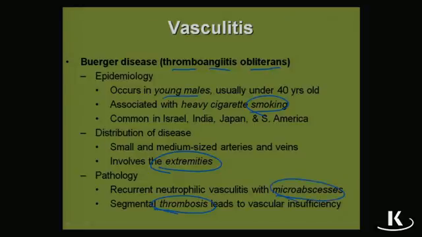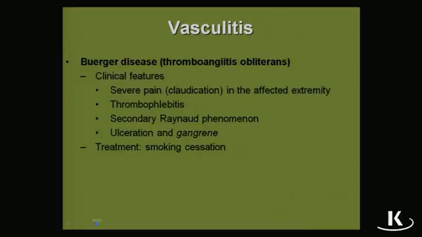Also making microabscesses. Now, very important, Buerger's disease is different from the other types of vasculitis because not only does it involve the artery, the inflammation will leave the artery and involve the adjoining what? Nerve and the vein. So the entire neurovascular bundle is involved with inflammation. It's the only one that does that, so be aware of that.